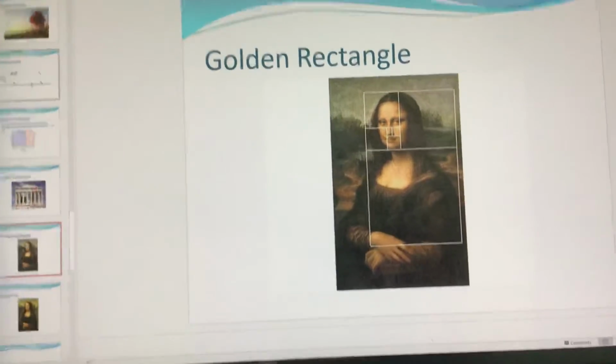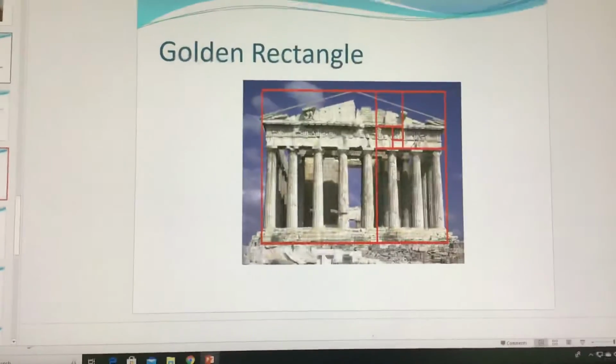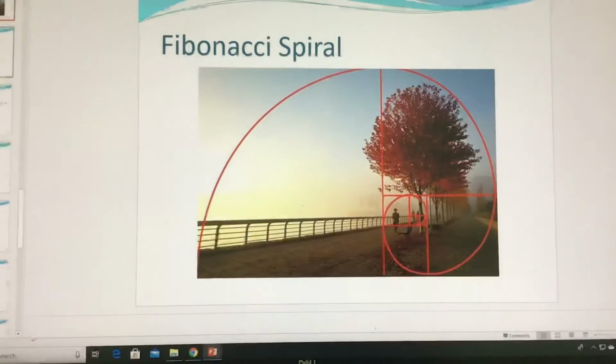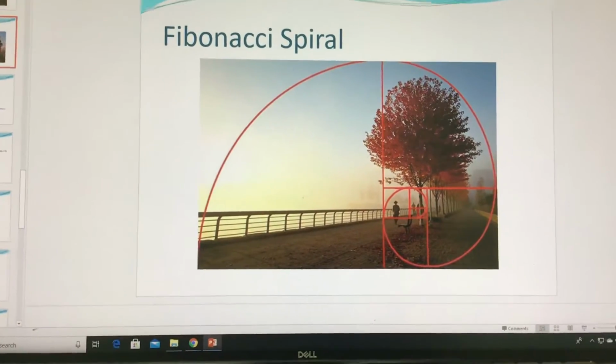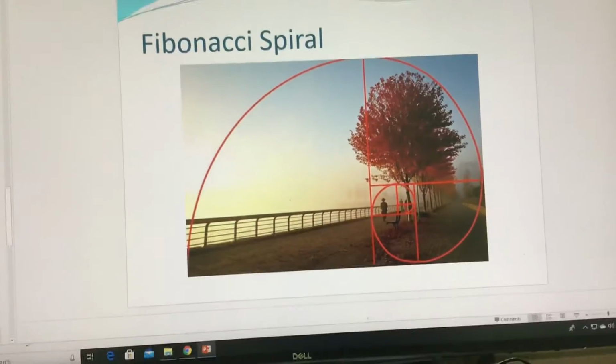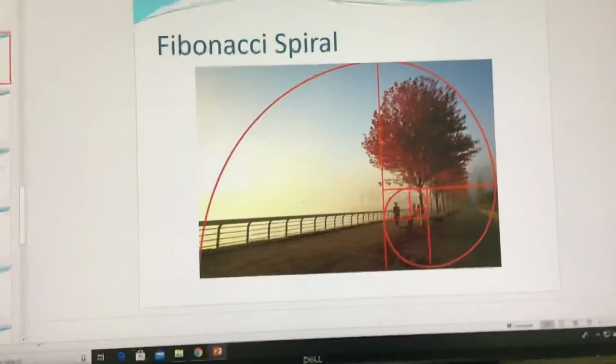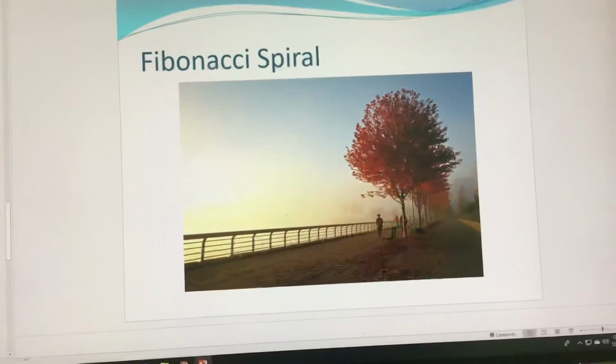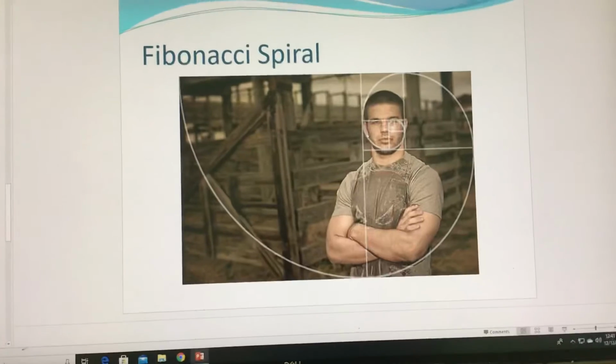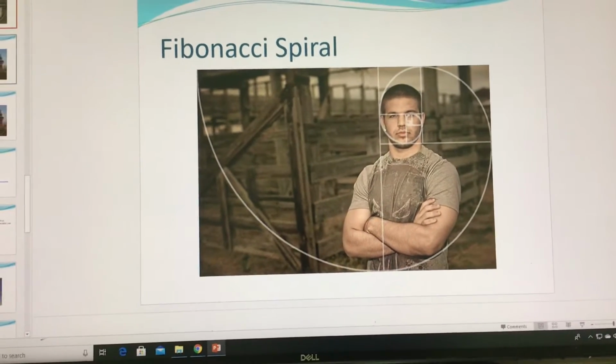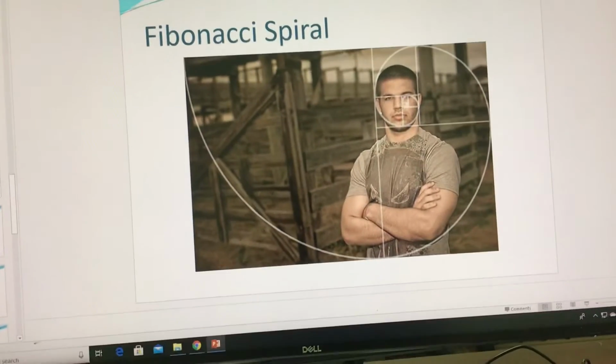Identify squares versus spiral in a photo. So if I showed you a photo, I would ask you where the squares are and where the spiral is. So if I show you this photo, you would tell me the squares are around the tree and then the spiral is in the open space to the left of the tree. If I showed you this, you would tell me the squares are on the guy's face and then the spiral is in the open space to the left of the guy's face.